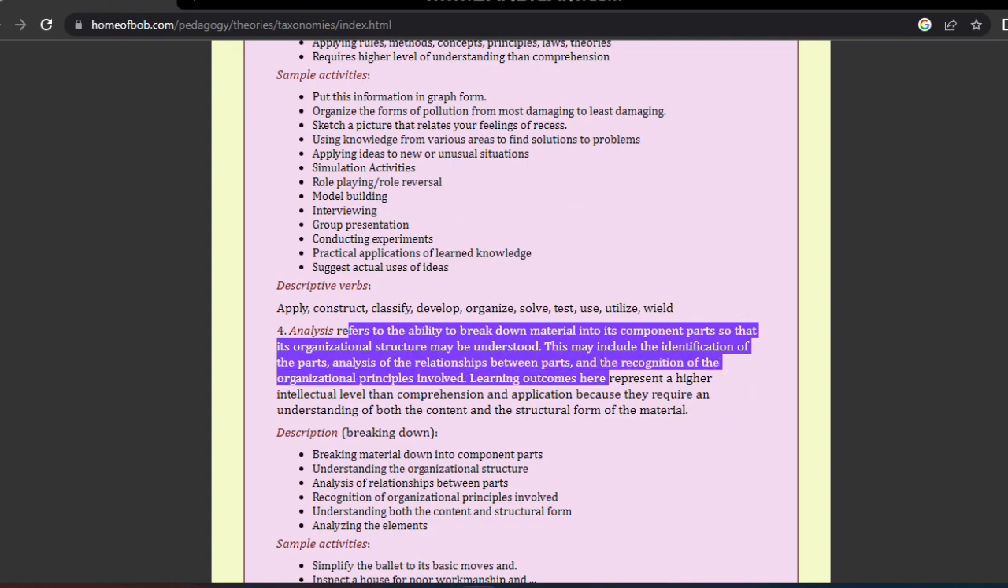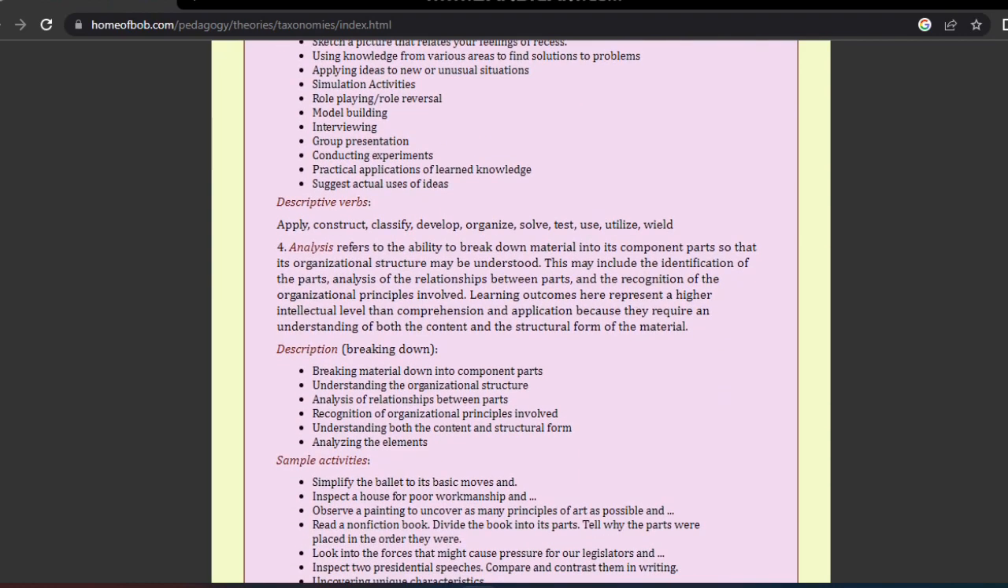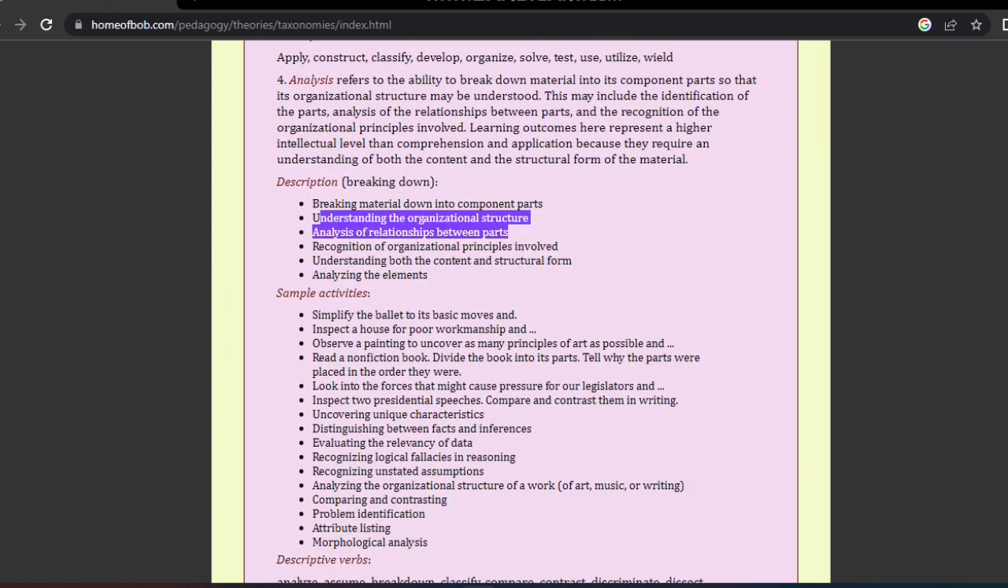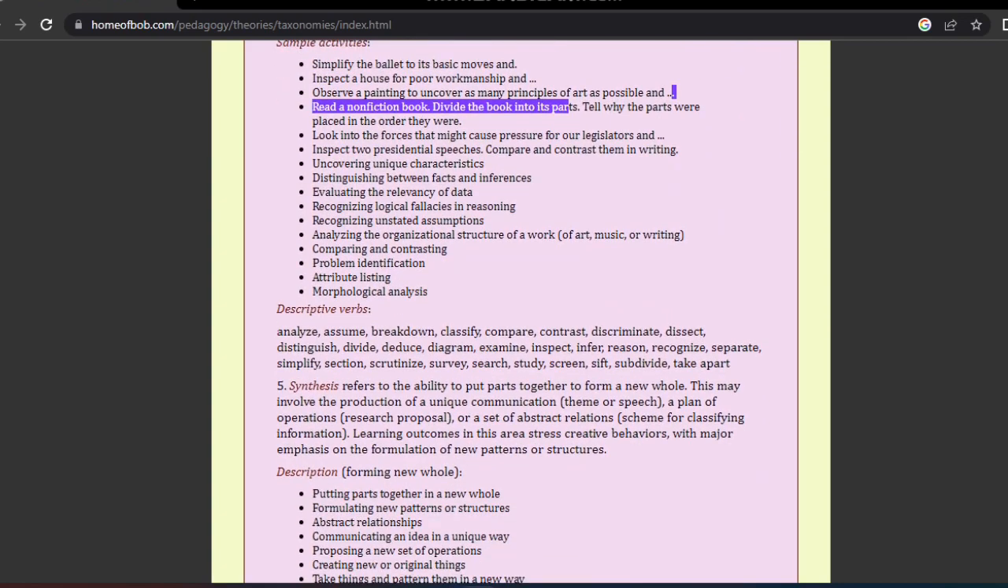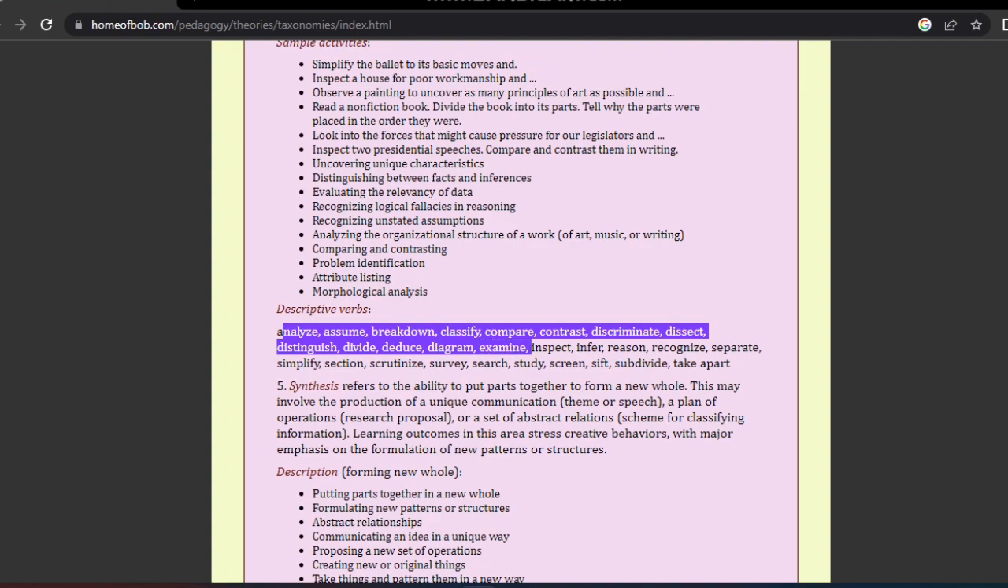Okay, guys, what comes in the description under analysis: breaking material down into component parts, understanding the organizational structures, analysis of relationships between parts. And what comes in the sample activities: simplify the palette to its moves, inspect a house for a poor workshop, and observe a painting to uncover as many principles of the art as possible. And here you can see the descriptive verbs: analyze, assume, break down, classify, compare, contrast, discriminate, distinguish, divide, deduce, diagram, etc.